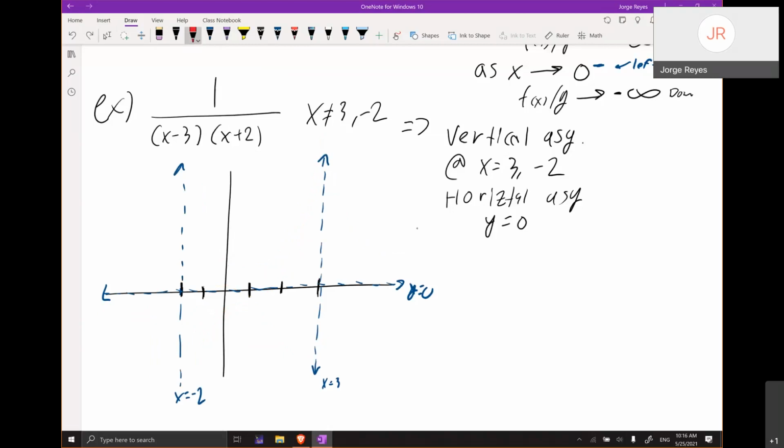So what you do is you check end behavior. I'm just going to plug in some numbers. This is the number 3, so I'm going to plug in 4 just to see what happens. I'm going to check x equals 4. If I plug in 4, 4 minus 3 is 1, and 4 plus 2 is 6, so I get 1 times 6, which is 1/6. That means I'm here, which tells me all I need to know, because that means I'm on the top part of this asymptote, and it should do this.